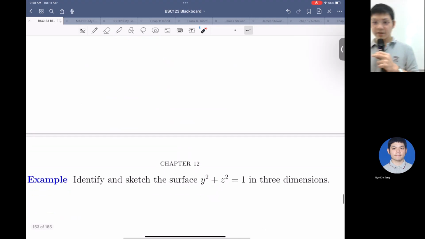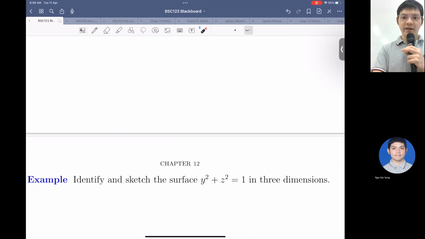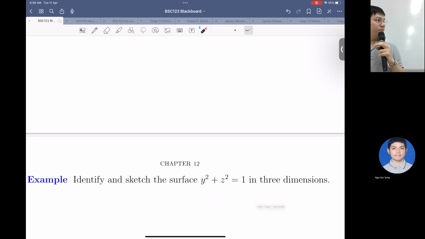What does this mean? Identify the surface. Let's draw this out and see what you get. This seems a bit similar to what we have just now. So what's the difference?